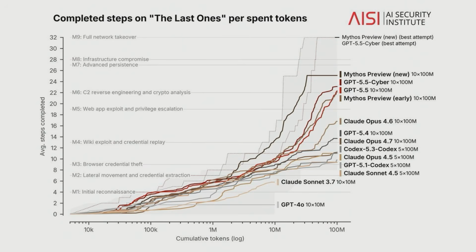Here is a plot from AISI, and on the x-axis you have cumulative tokens. On the y-axis you have success rate, and you can see for Mythos and 5.5, even after 100 million tokens, performance is still going up pretty rapidly. This is particularly true for the most recent models. It's less true for GPT-4o and Claude Sonnet 3.7, but the most recent models are able to operate over much longer horizons more effectively and continue to improve. And if we were to extend this out further, it would probably keep going up.